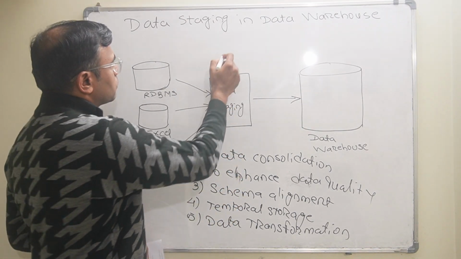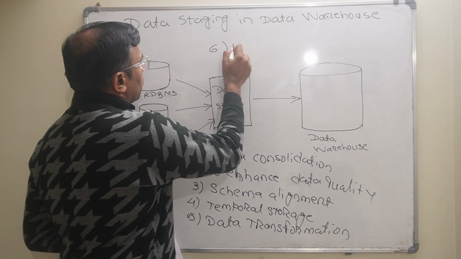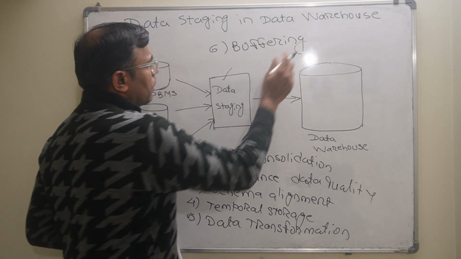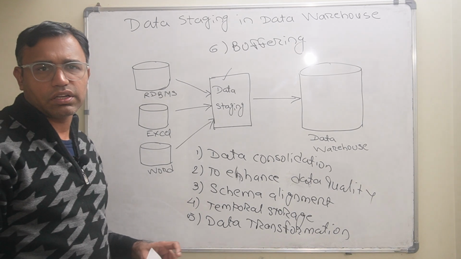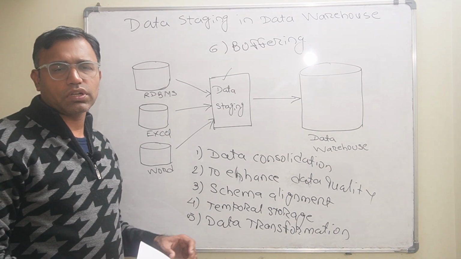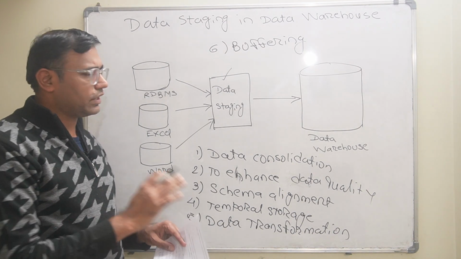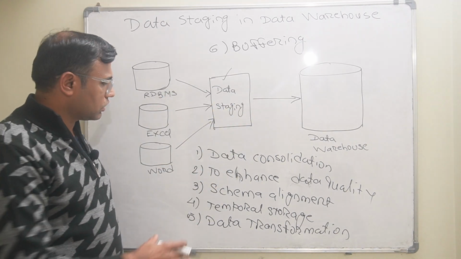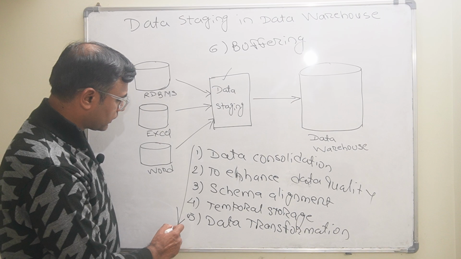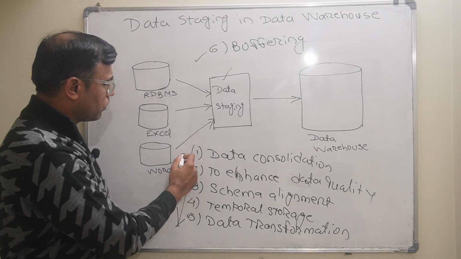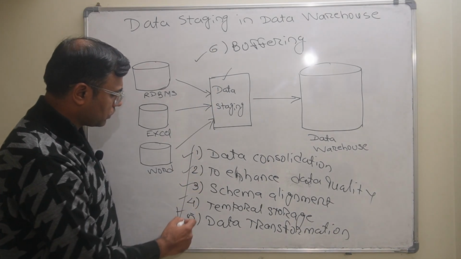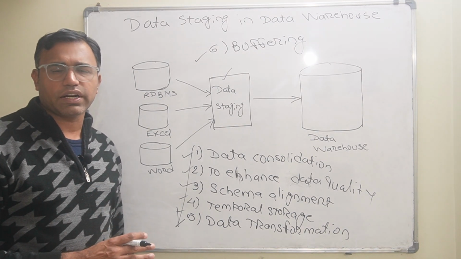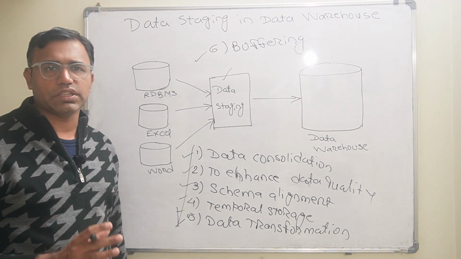And the last point is buffering. Buffering is nothing but storing the data temporarily, then consolidating the data, and then forwarding or loading it into the data warehouse. That's why data staging is very important. So from these six points we can conclude that data staging is a very important step in the data warehouse and it is very much needed.